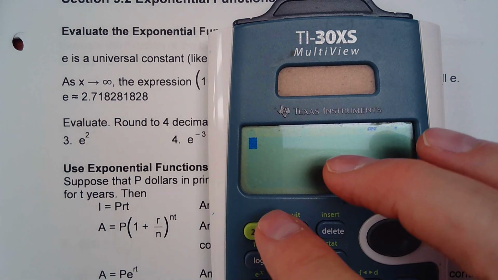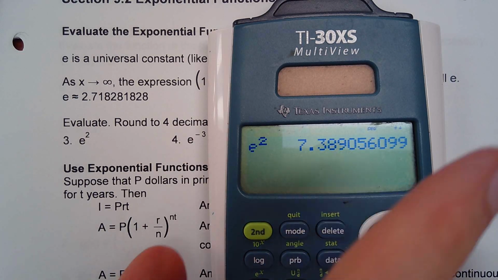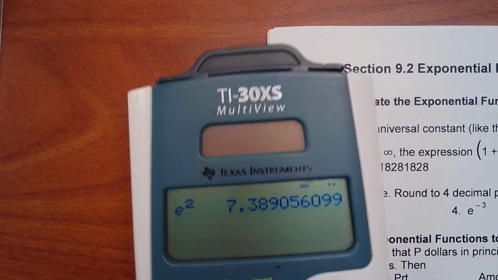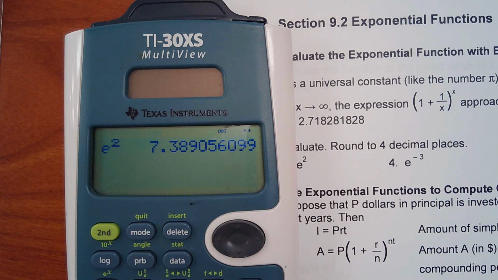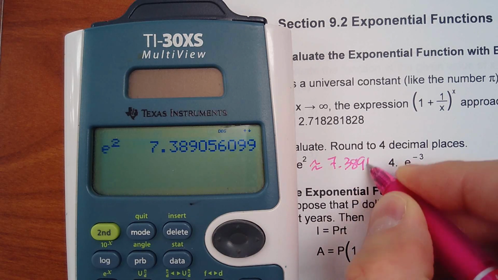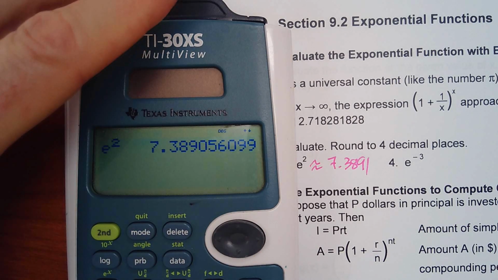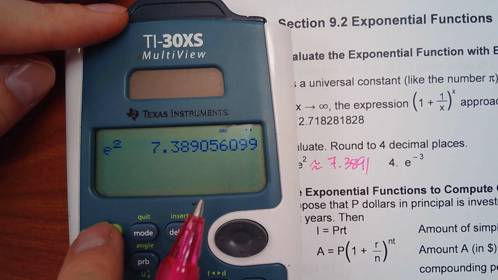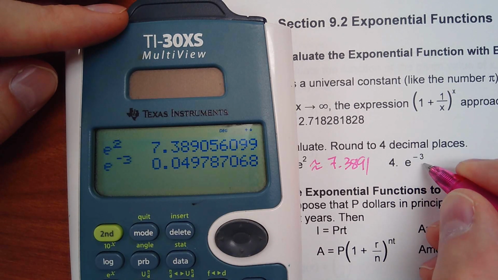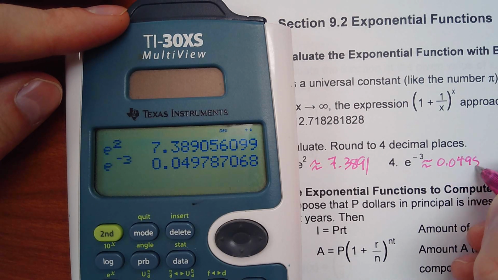So let's just verify. You get second ln 2. For rounding to 4 decimal places, that 0 becomes a 1. So this will be approximately 7.3891. Let's go ahead and do our e to the negative 3. For 4 decimal places, that would be 0.0498.